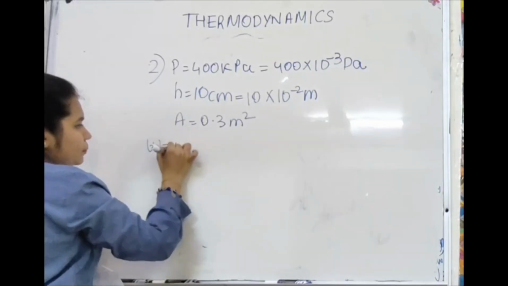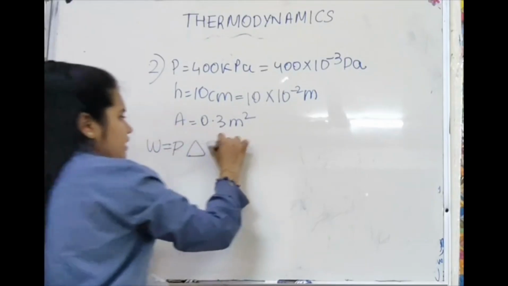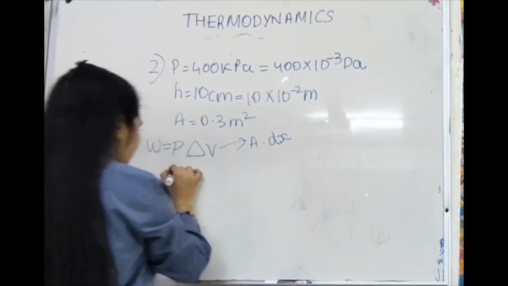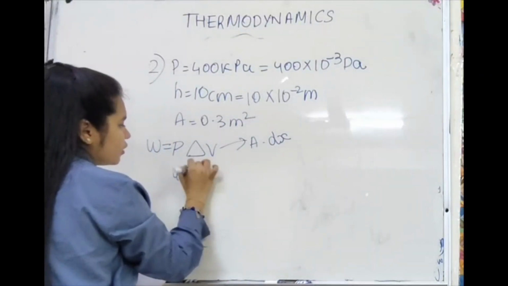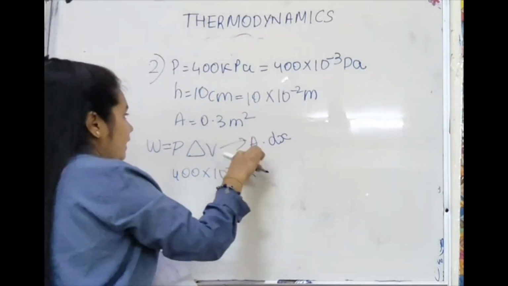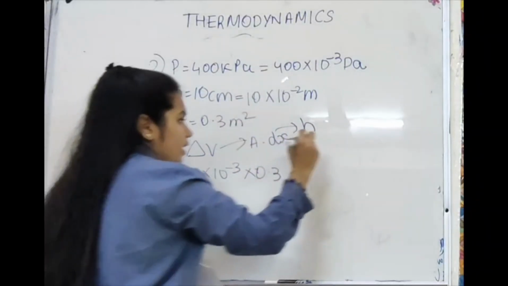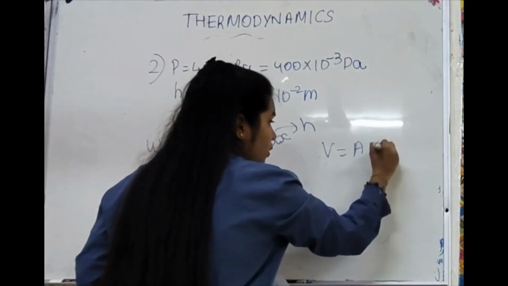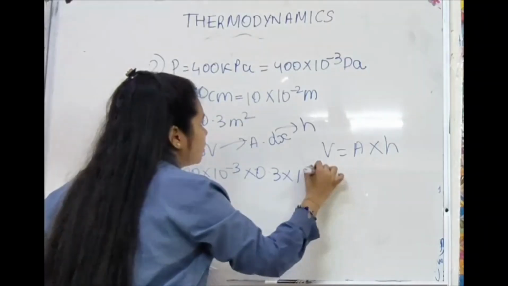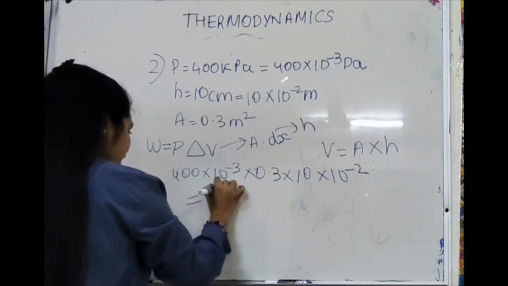Work done equals pressure into change in volume. We know change in volume equals area into dx, if you remember. So pressure is given 400 into 10 to the power minus 3, into area 0.3, and dx you can write as height. Volume will be area into height, into 10 to the power minus 2. So the answer you will get is 12.